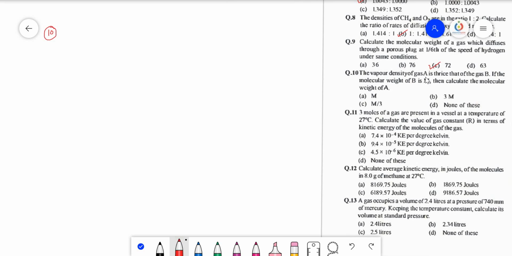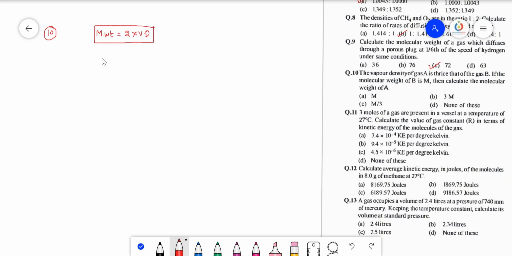The vapor density of a gas A is thrice that of the gas B. If the molecular weight of B is M, then calculate the molecular weight of A. So first of all, we need to write down one formula, that is molecular weight is equal to 2 into vapor density. So whenever vapor density is given, we can calculate the molecular mass, meaning they are directly proportional, because here 2 is the constant.